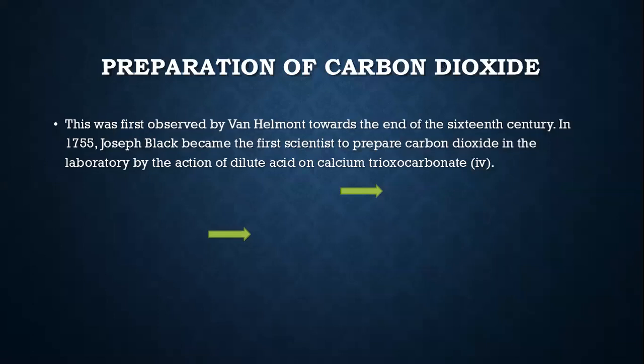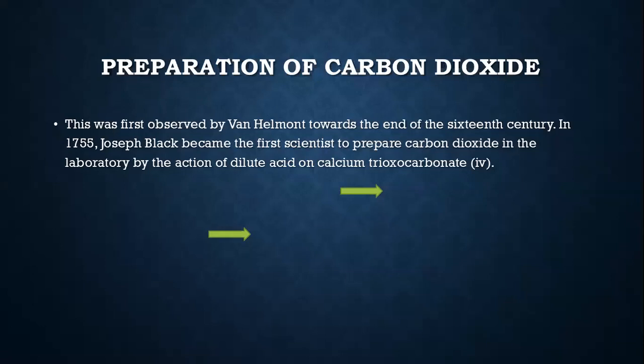In 1755, a scientist by name Joseph Black was the first scientist to prepare carbon dioxide, or carbon 4 oxide, in the laboratory by reacting dilute acid with calcium carbonate. If you recall, in acid, base and salt, one of the properties of acid is that acid reacts with metallic carbonate to liberate CO2, carbon 4 oxide. That property can be used as a method for the preparation of carbon dioxide.